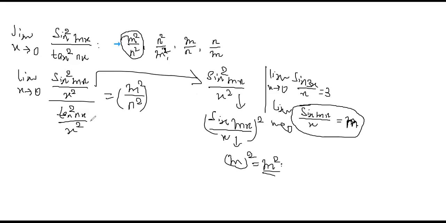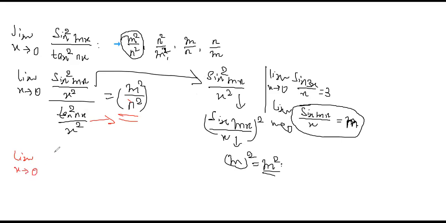Similarly, you can write tan square nx upon x square equal to n square. So the final answer will be m square by n square. Any problem? No. Now, one more question for you.